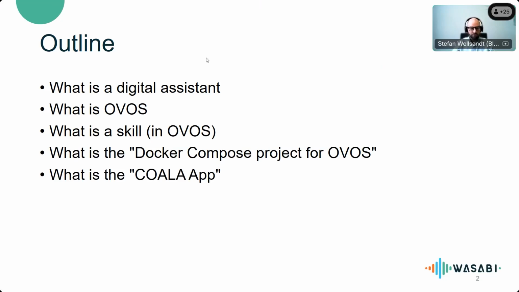So the outline for these few slides is that I will go briefly into a slight technical view on what a digital assistant is, for those that might have different ideas or not so clear ideas about it. I will explain something about a framework that we are using, an open source framework called OVOS. I will explain what skills are in this context of this framework. I would say something about a Docker Compose project that we provide as a Wasabi project to the experiments, and something about the Koala app.